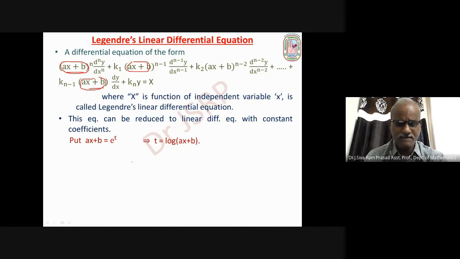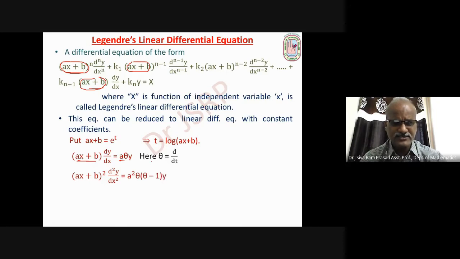Then the formulas are: (ax plus b) into dy by dx equal a into theta y. So we have an extra term here, that is a. a is the coefficient of x in ax plus b. Here theta equal d by dt as usual. Then (ax plus b) whole square into d square y by dx square equal a square theta into theta minus 1 into y. Then (ax plus b) whole cube into d cube y by dx cube equal a cube into theta into theta minus 1 into theta minus 2 y, and so on.